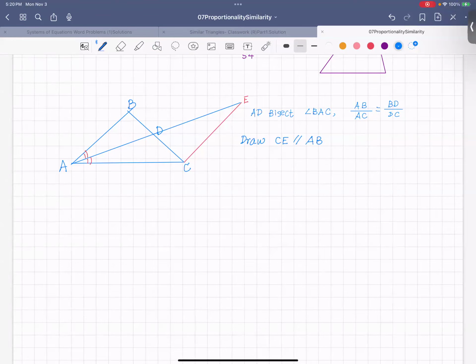Do we have any student finish? Wait, are we given that CE is parallel to AB? You can treat this as given, because you draw the line to bring it parallel. You don't need to prove CE is parallel to AB. You draw this line parallel, so it is given.